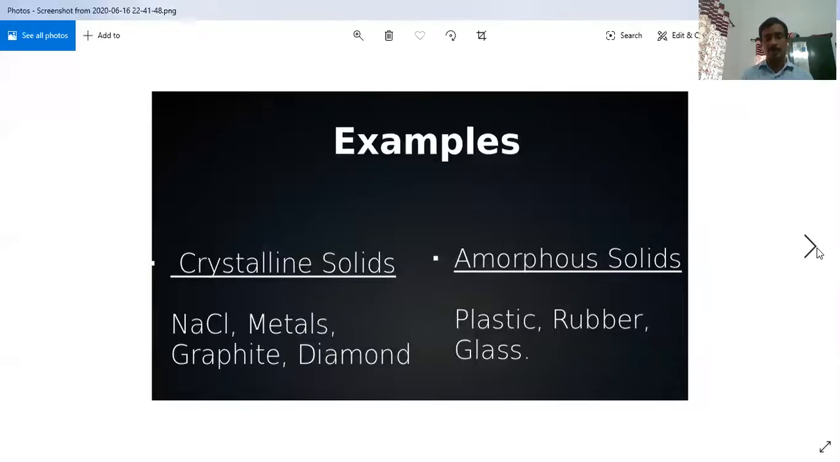Examples are given here. Sodium chloride, all the metals, graphite, diamond are examples of crystalline solids. Amorphous solids: plastic, rubber, glass, these are examples of amorphous solids. Now the crystalline solids, they are classified into 4 based on the particles present in the lattice site and the binding force between the particles. Which are the 4 types of solids?